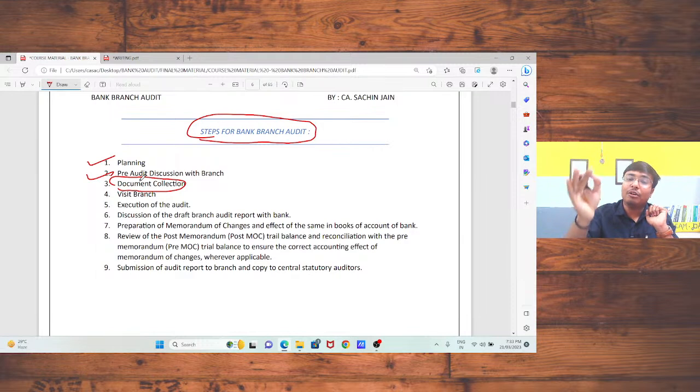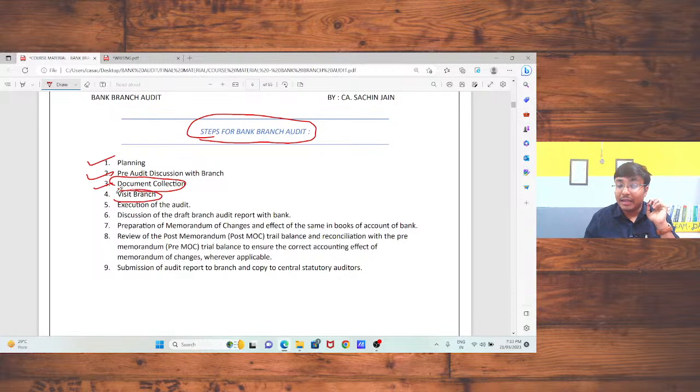Because this the COVID-19 pandemic has taught us. At the time of COVID-19 we had done the complete audit of around 4 branches at our office premises. Okay, sir. So collect the documents and start the audit at your office itself.